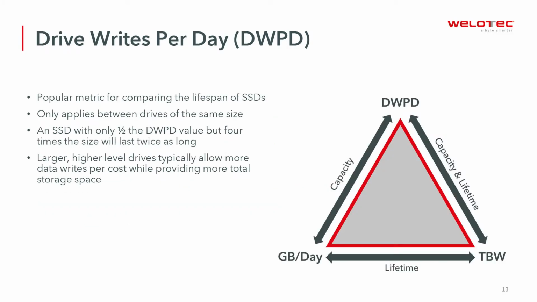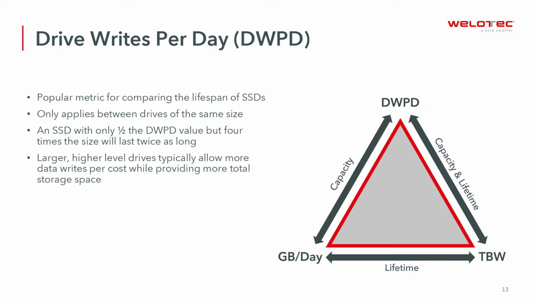When comparing SSDs to make a decision which one to employ in a certain application, many users compare the drive writes per day. This metric has become very popular for comparing the lifespan of SSDs, but only applies between drives of the same size. The value essentially describes how many times you can fill your SSD every day during its warranty period before it gives out. If you multiply that value with the warranty period in days and the capacity, you get the total writes that are possible. Those are usually referred to as the total bytes written. If you know how many gigabytes per day your application is going to write, this allows you to determine the expected lifetime of your SSD in your given application.